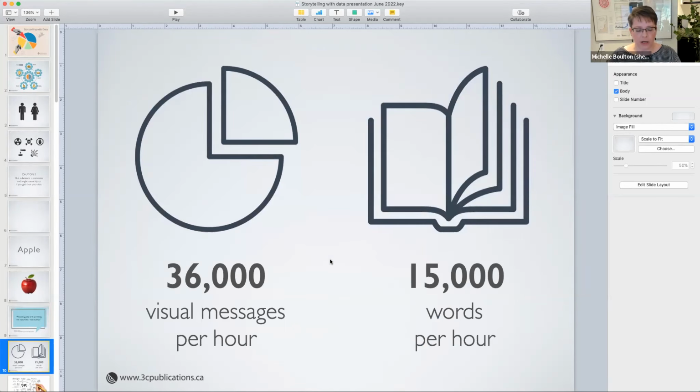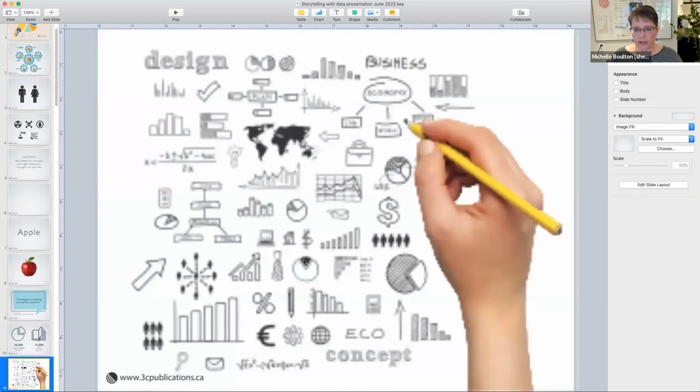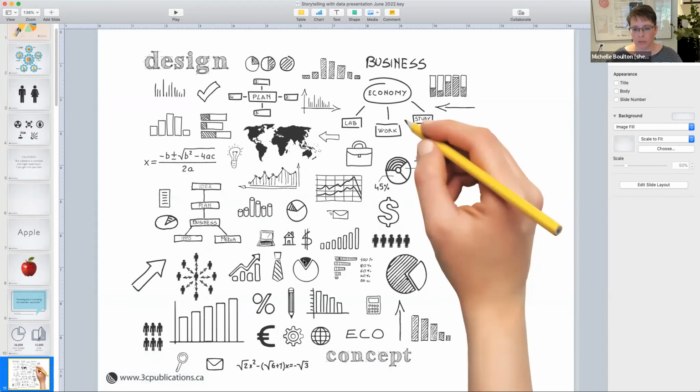In fact, our brain can process 36,000 visual messages per hour, 36,000, as opposed to 15,000 words, which is what the typical human can read in an hour. So clearly, the visual is important. And like I say, I'm a word person, so words are also really important, but I also understand that oftentimes putting those two together is really the most effective way to communicate.